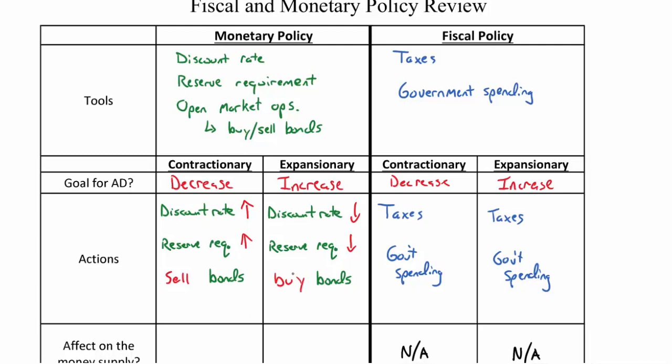Fiscal policy involves a change in taxes. Again, if this is going to be contractionary, I'm going to increase taxes and or I could decrease government spending. And it's going to be just the opposite if I want to pursue expansionary fiscal policy, where I'm going to want to decrease taxes and then increase government spending.